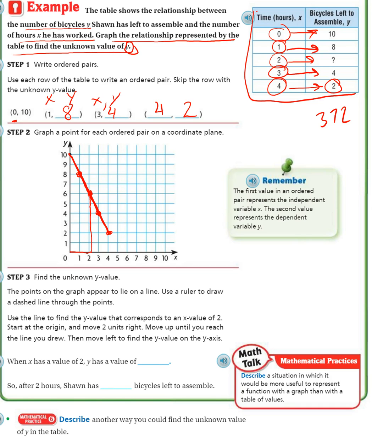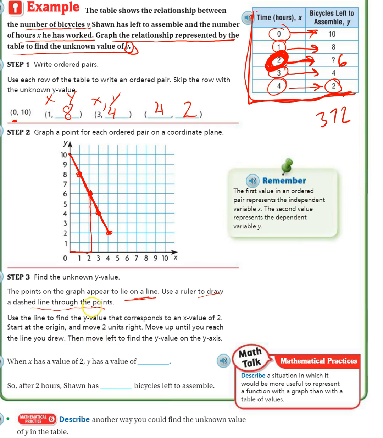So we must be able to predict that when X is 2, like it is up here in your chart, the Y point should be on 6. Find the Y value. The points on the graph appear to lie on a line. Use a ruler to draw a dashed line through the points. Well, I drew a solid line, but dashed would be fine as well. Use the line to find the Y value that corresponds to the X value of 2. So that's what I did. I went to the 2, and then I went up till I hit the line, right at where 6 is on the Y-axis.